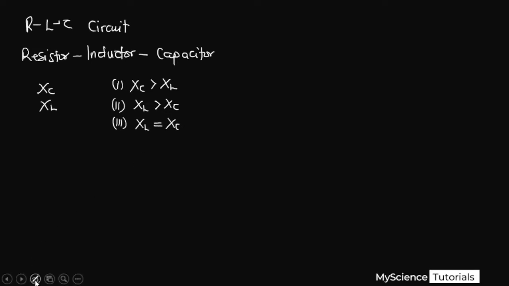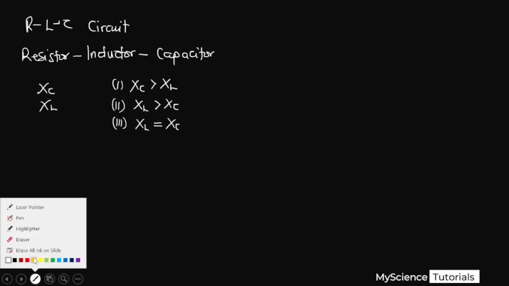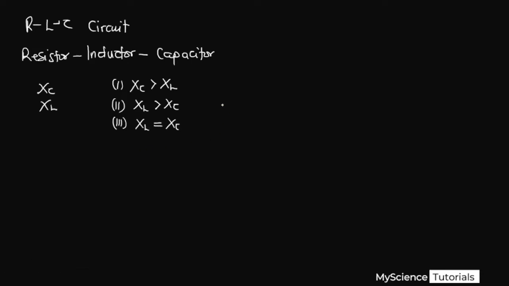Now, when we were looking at this resistor, inductor, capacitor circuit, we came to a point where we were talking about capacitive reactance and then inductive reactance. We said that there are three things that can happen. The first one is we can have our capacitive reactance greater than the inductive reactance. The second one is when we flip this, so we can have our inductive reactance being greater than the capacitive reactance. The third phenomenon that can happen is when we have our inductive reactance equal to the capacitive reactance.